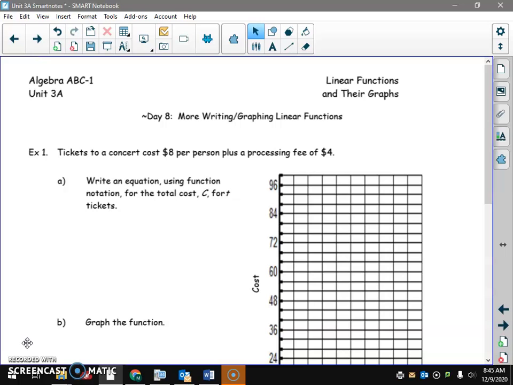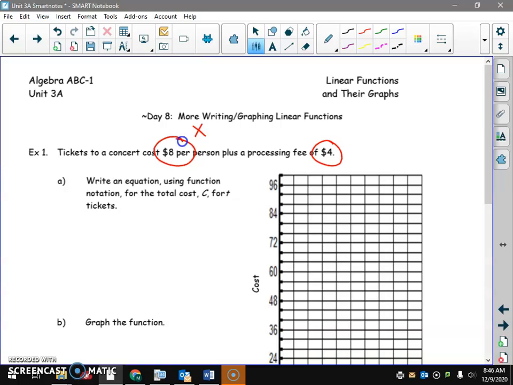It says, tickets to a concert cost $8 per person plus a processing fee of $4. Maybe we're going to the Canandaigua Prism concert. $8 per person plus a processing fee of $4. So I'm going to circle my two numbers. And notice I circled the per with the 8 because that tells me something. Specifically, that gets the x.